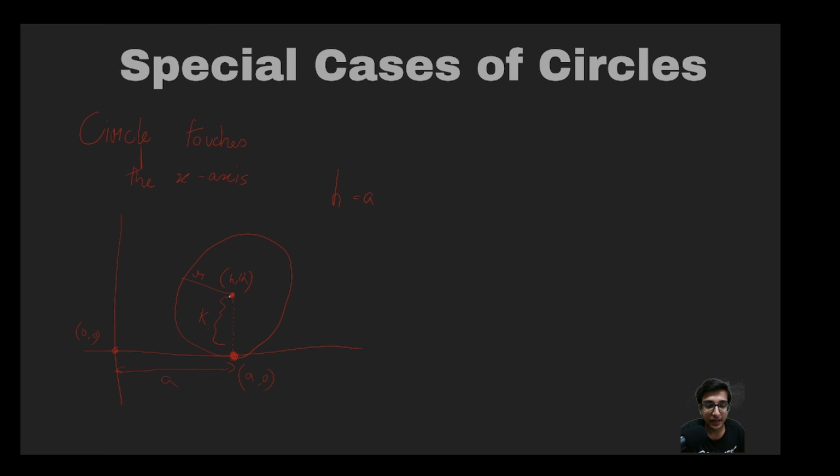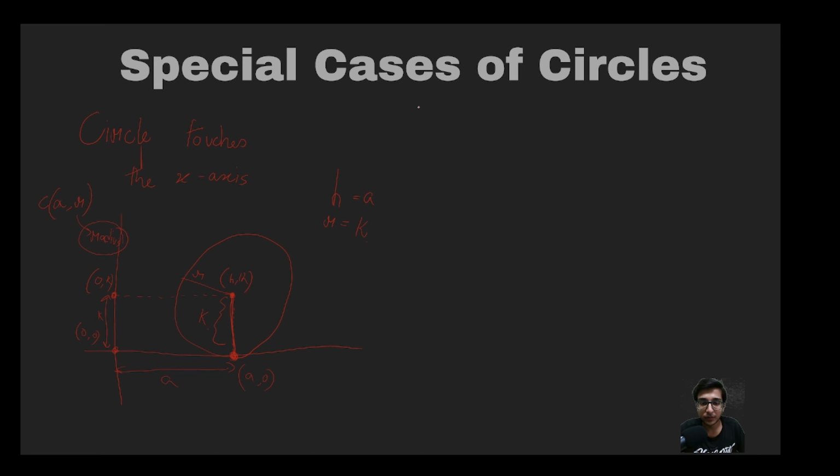I hope you are understanding. Since this is the y coordinate, that means this distance is our k. So this point becomes 0, k. So what would our radius also become? Since from here to this point on the circumference we are taking k, that means our radius also becomes k. So for this circle, our center is written as a, r, where r is our radius. I hope you are getting it.